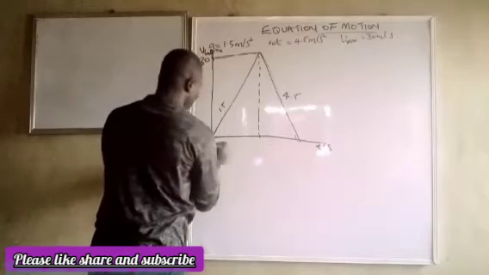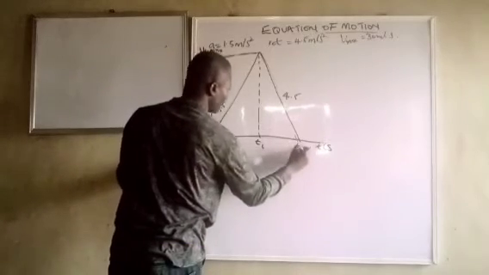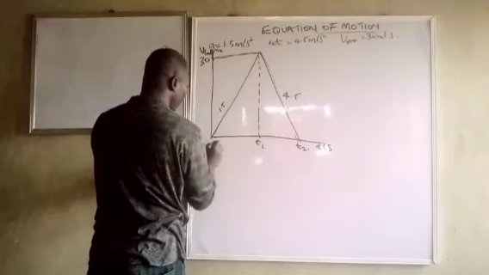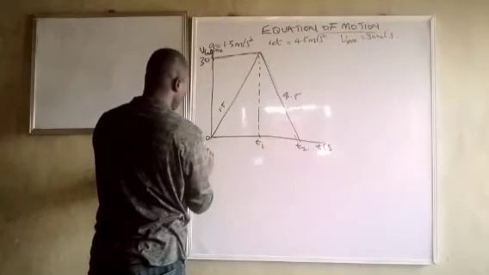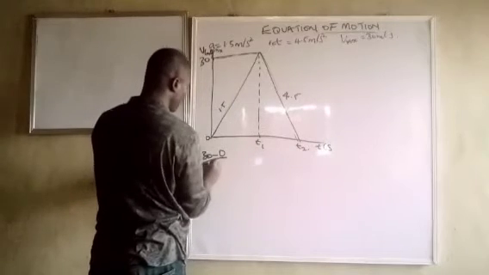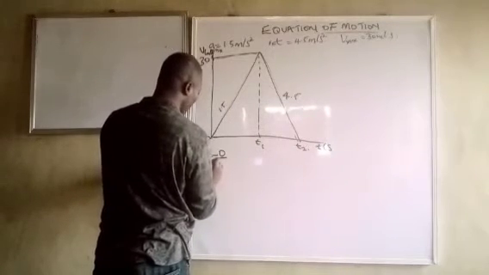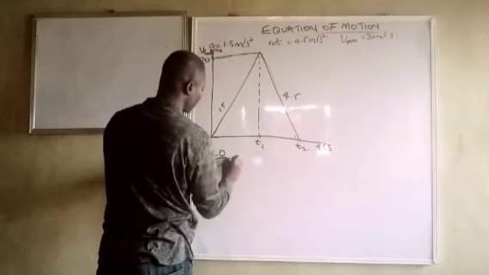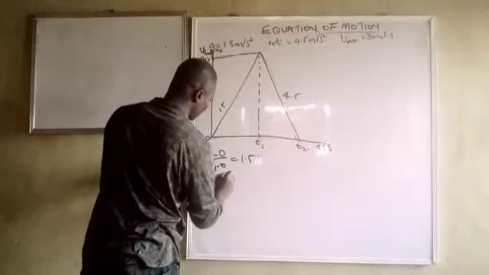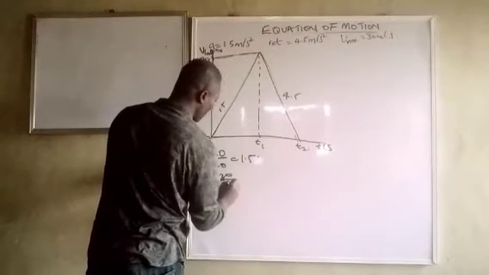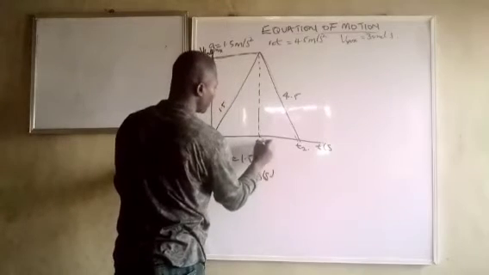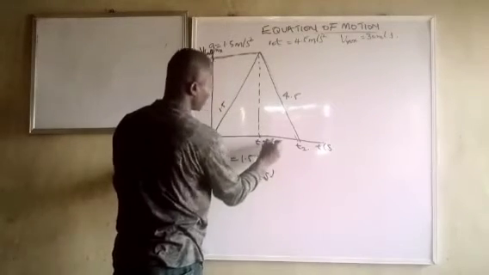T1, T2. So if it moves from here to here now, it's going to be 30 over T1 minus 0 is equal to 1.5. So T1 is equal to 30 over 1.5, which is equal to 20 seconds. So T1 here is equal to 20 seconds.